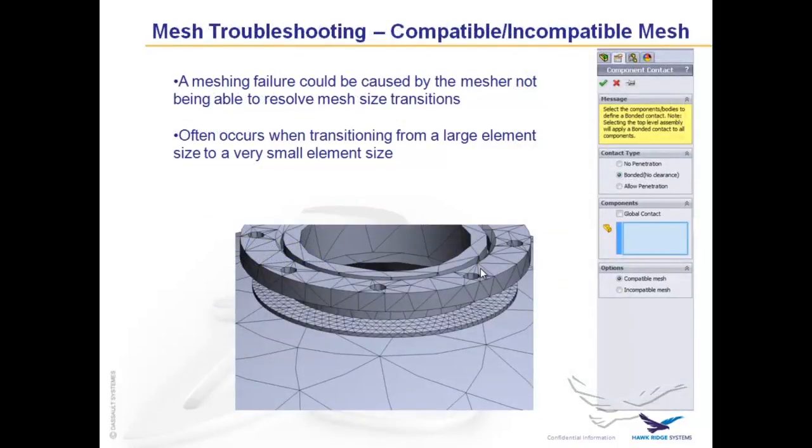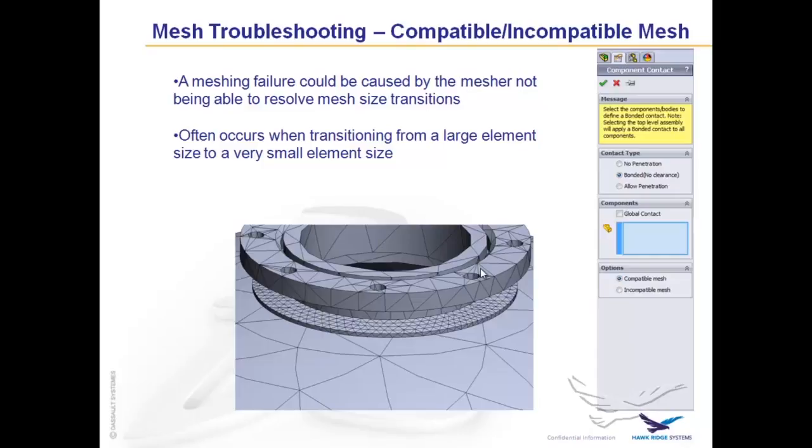The last thing I'm going to talk about before I go into SOLIDWORKS and show you is the incompatible and compatible mesh. Now, if you go into your component contact, and this is also where you would apply global contact set, you have this option at the bottom. You look on the screen capture to the right. There's compatible and incompatible mesh. Now, the picture I have here is an example of an incompatible mesh.